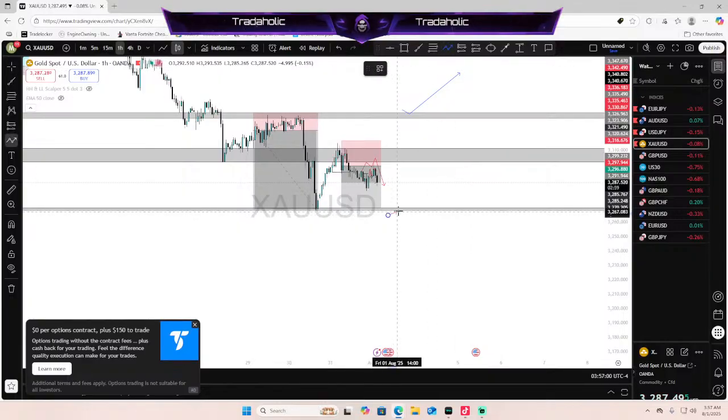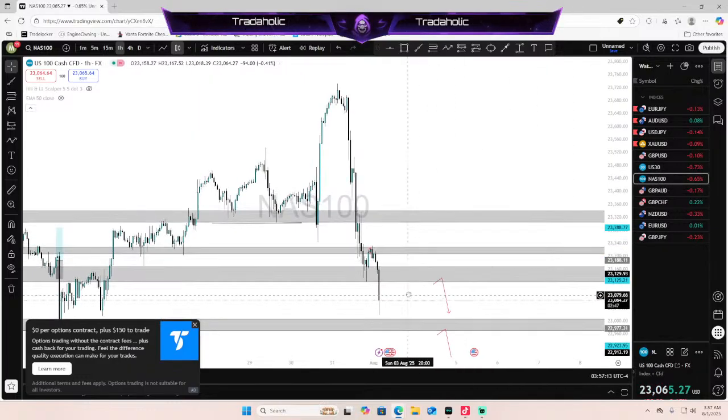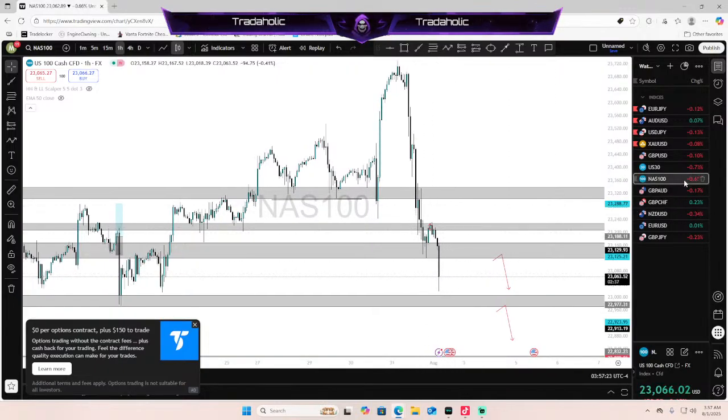The next gold play I would take will be below this area. US 30 cooked. Like it's already gone. It's too late to get in US 30 as well. Same thing with NAS 100. Like it's just gone. Too late to get in NAS. I wouldn't buy because that's kind of trend as fuck, and I wouldn't sell down here either without a significant retracement first.